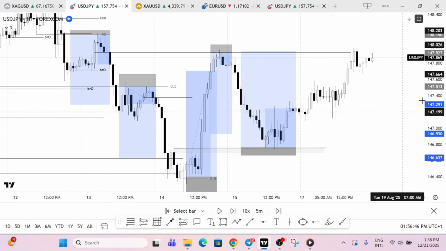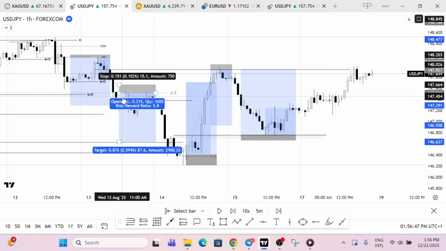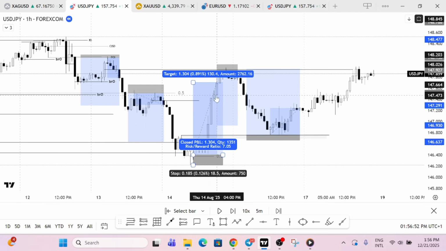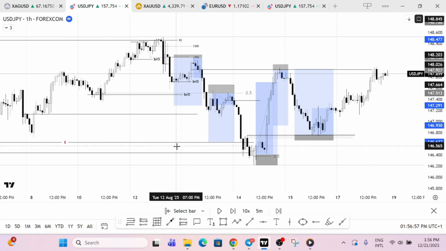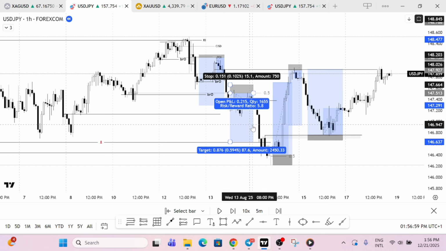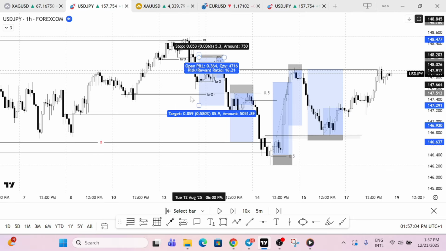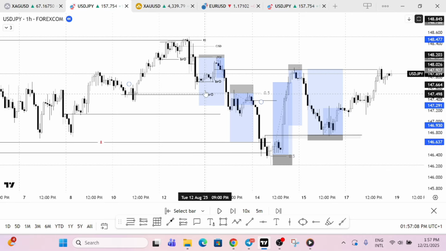So imagine that, in how many days? 1, 2, 3 days. In 3 days we had how many trades? 1, 2, 3, 4, 5 trades. Okay, this one, which one? Yeah, this one. So that was how many? That's about 1 to 40 risk to reward ratio.